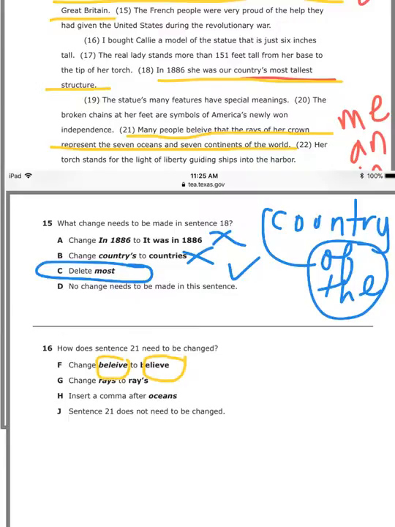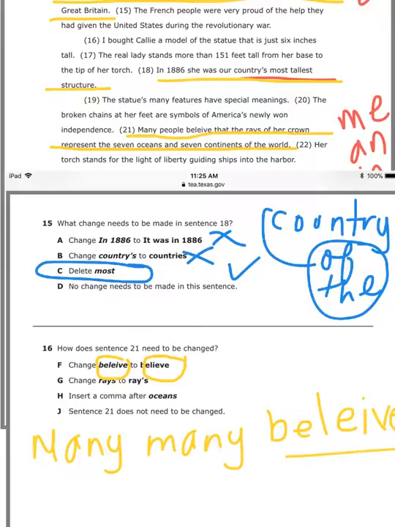When I read it the first time, I didn't even realize it. But if you copy the sentence, many people here, when you are writing, it will help you pay attention exactly to the words as they are written. And you will see that there's something wrong. Okay? So I guess it's letter F. Let's see G. Change rays to rays. No, because rays is plural. No, of the ray. It's not of the ray. It's the rays of the crown.